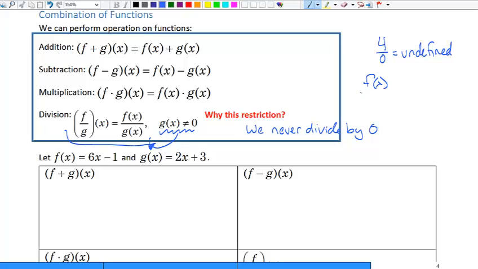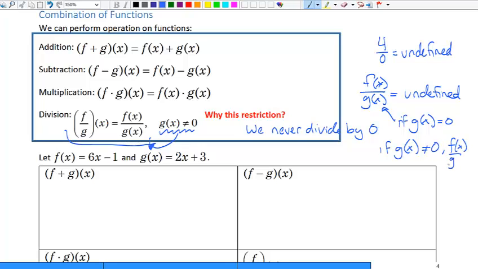So we have f of x over g of x. If at any point g of x is equal to 0, then my whole function is also undefined. So as long as g of x is not 0, then f of x over g of x is defined. So because of that one particular case where g of x might make the denominator 0, we need to be a little bit careful when we're dividing functions.